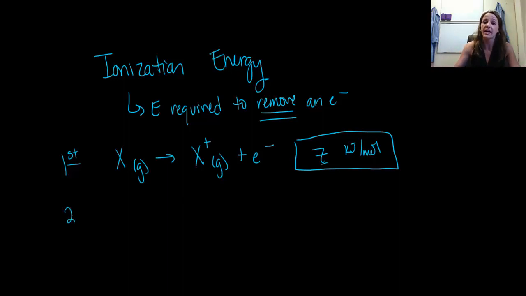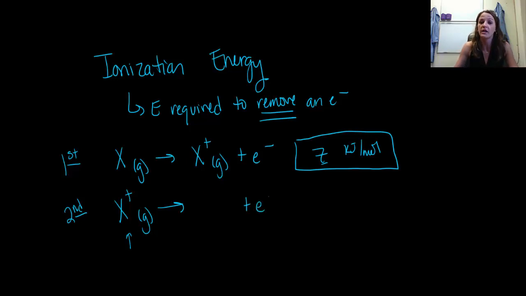So let's look at what the second ionization energy would be. Now this is one of the biggest mistakes that students make right here, is that they for some reason want to keep this to be X, but second ionization energy literally means we're removing the second electron. So you can only remove a second electron if something has already had a first electron removed. So this needs to be an X plus. Okay, that's really what I'm trying to say here.